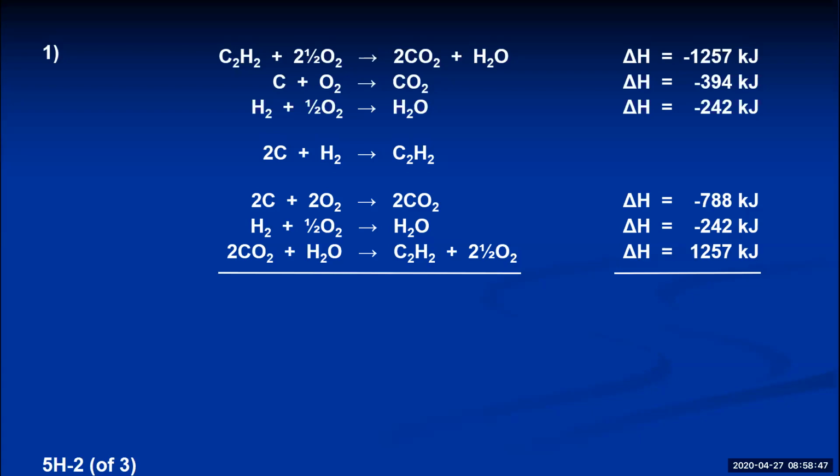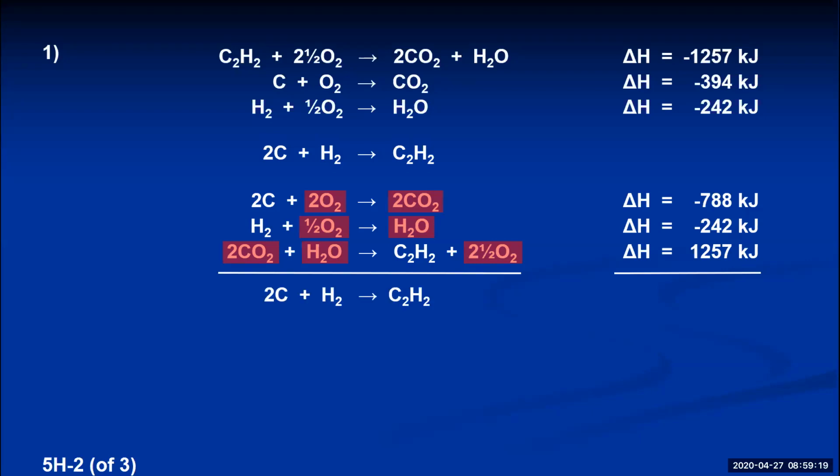In this case, we have some canceling out to do first. The 2.5 moles of O2 on the reactant side will exactly cancel out with the 2.5 moles of O2 on the product side. Then, the 2 moles of CO2 on the reactant side will exactly cancel out with the 2 moles of CO2 on the product side. And finally, the 1 mole of H2O on the reactant side will exactly cancel out with the 1 mole of H2O on the product side. This leaves 2C plus H2 yields C2H2.